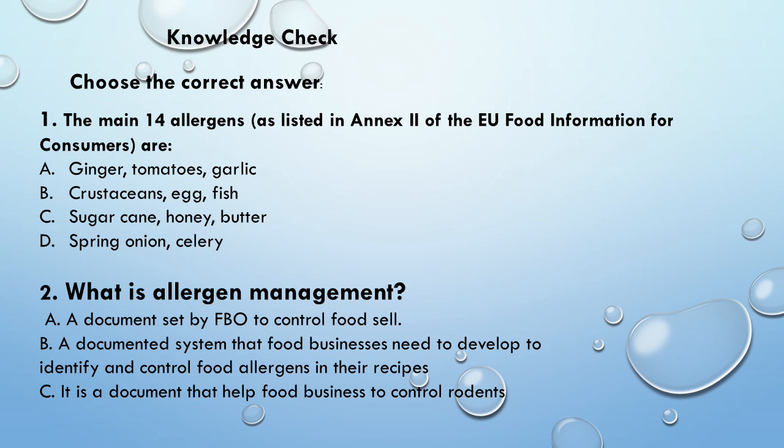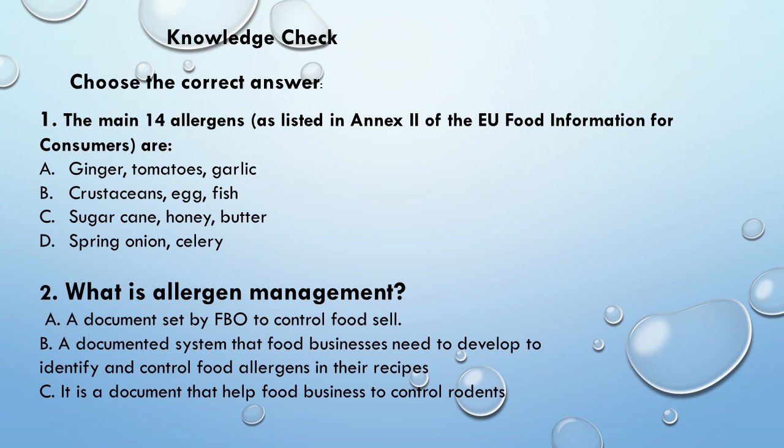So the first one is, the main 14 allergens as listed in Annex 2 of the EU Food Information for Consumers are: A, ginger, tomatoes, garlic; B, crustaceans, egg, fish; C, sugar cane, honey, butter; D, spring onion or celery.